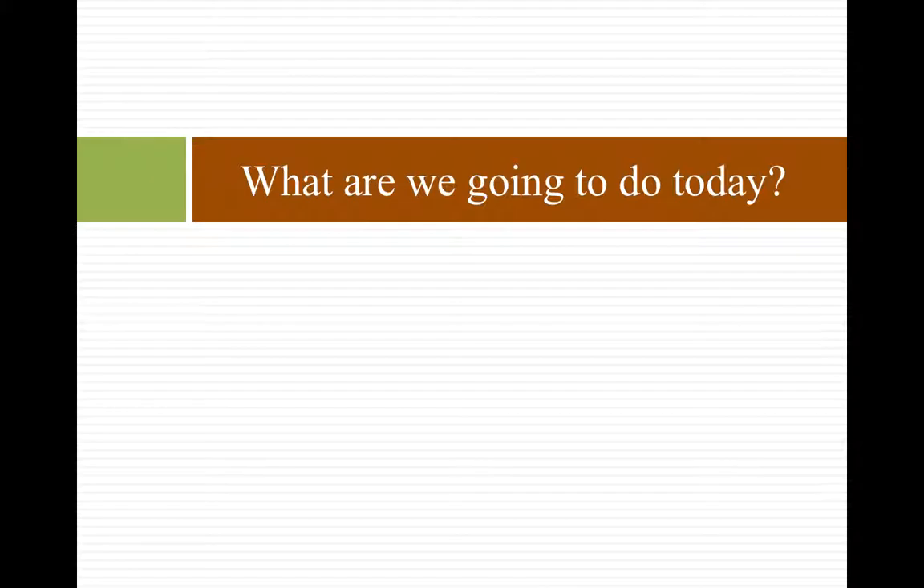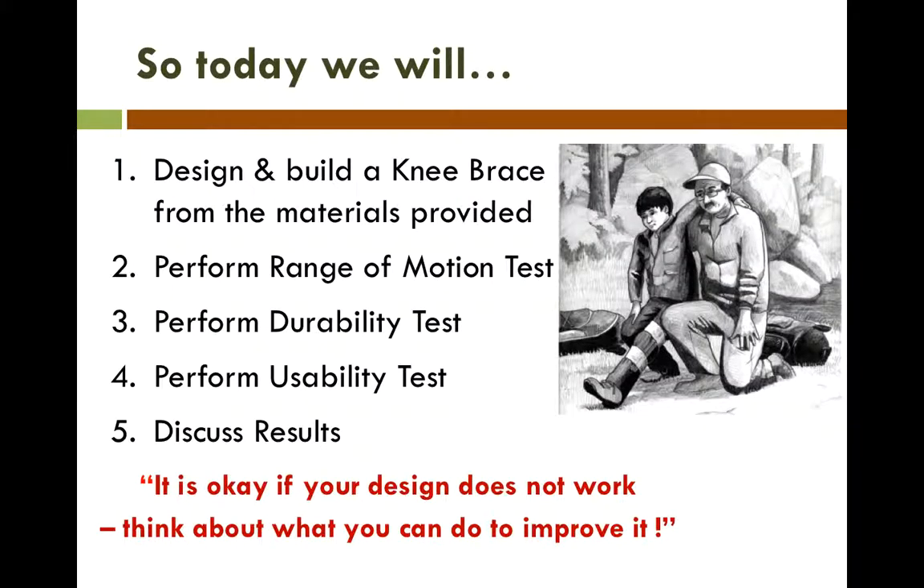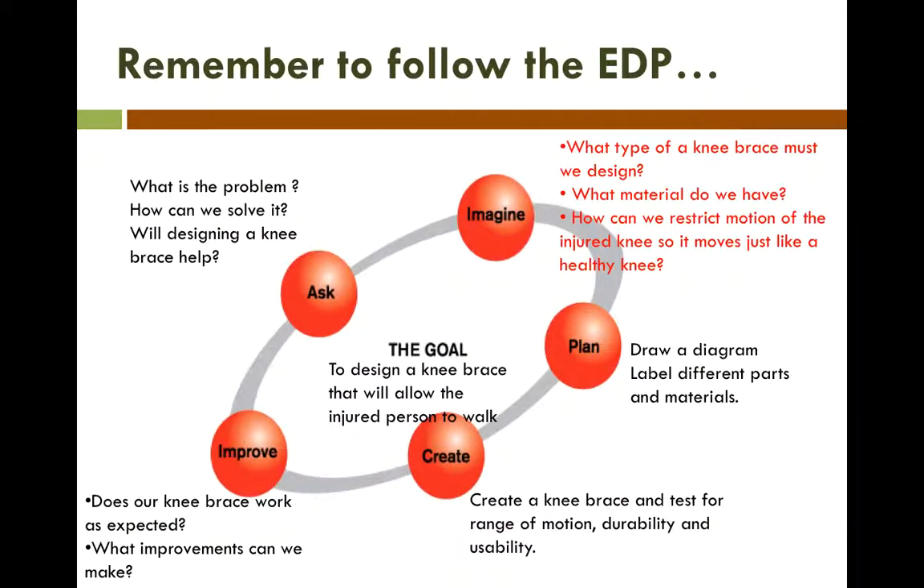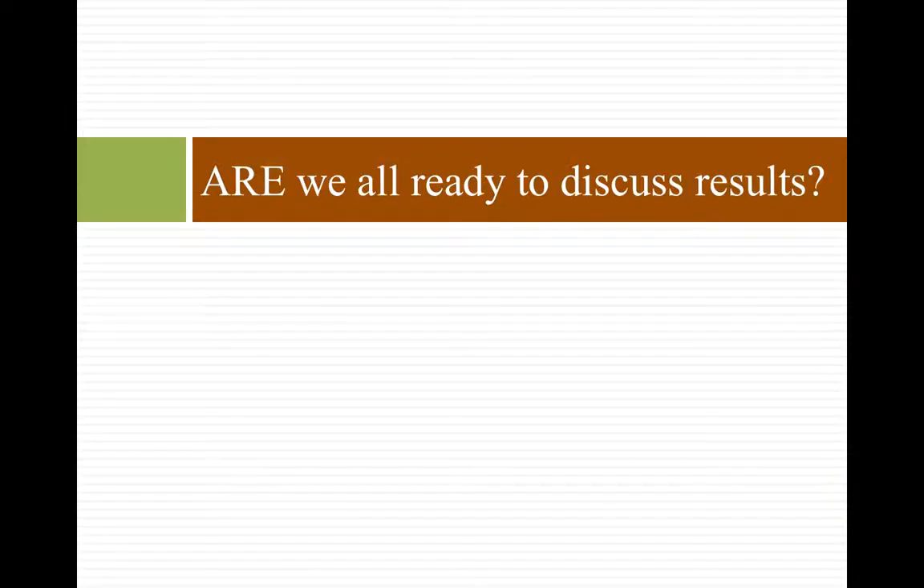With those base parameters, what we are going to do today is the class is going to be divided into 3 or 4 groups. Each group will be given a bag of material. We're going to try and create a knee brace and perform a motion test. Is it able to give the appropriate level of freedom? Durability test, is it falling apart? Usability test, can you take it off and put it back on and say, how did it work? And we're going to use the engineering design process to get to the solution. With that, we will now divide the class into groups so you can build a knee brace.